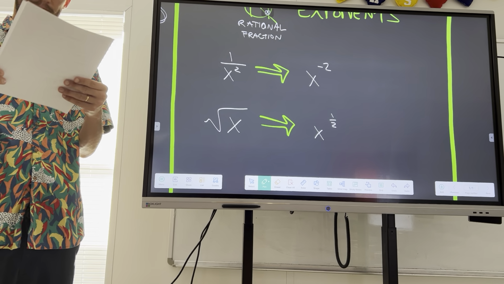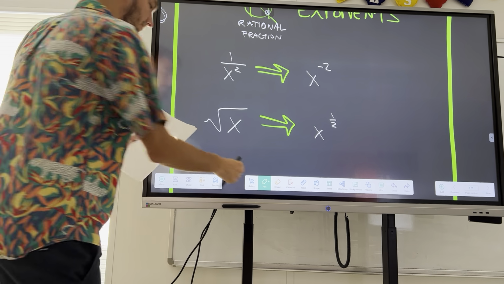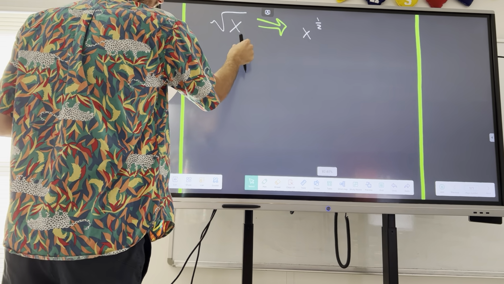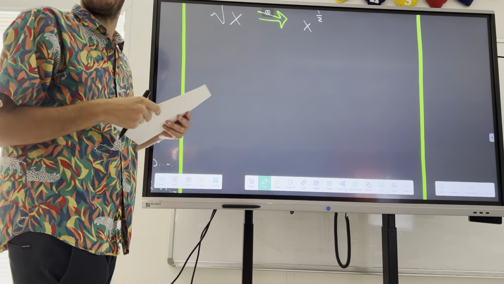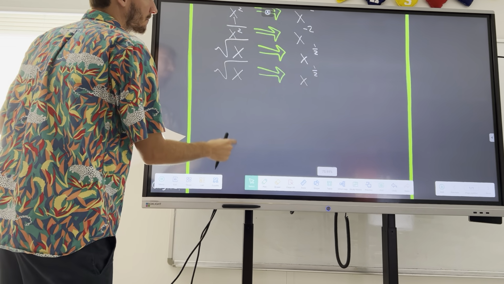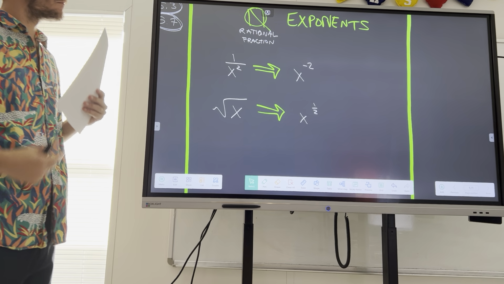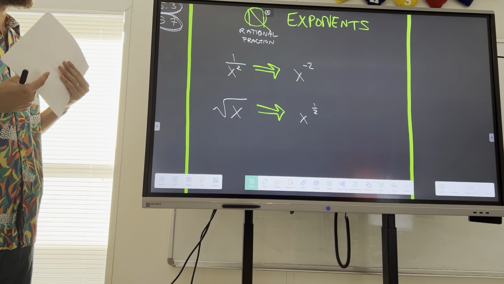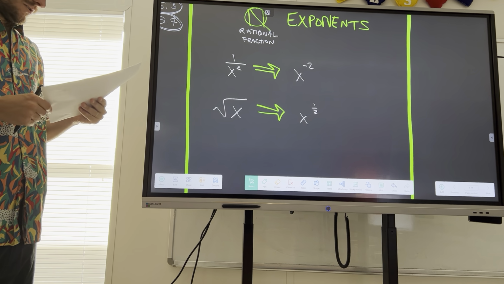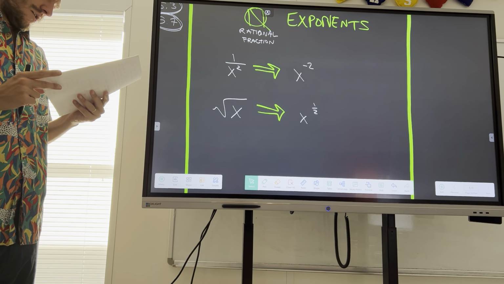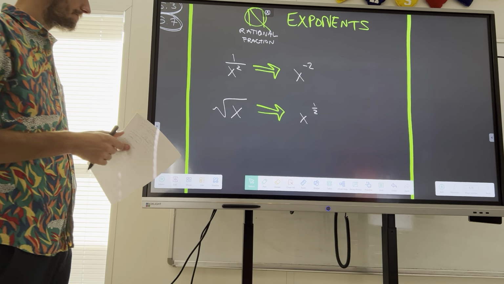You okay with that? Okay. I have a question. You know how we have to rewrite the negative exponents back into a fraction? But do we have to do the same thing for the fractional exponents back into the root version of it? Yeah.